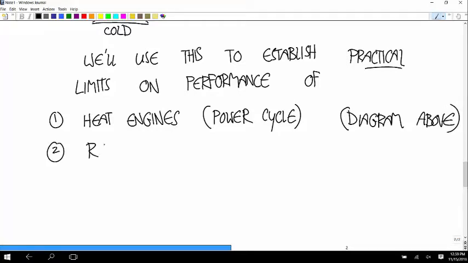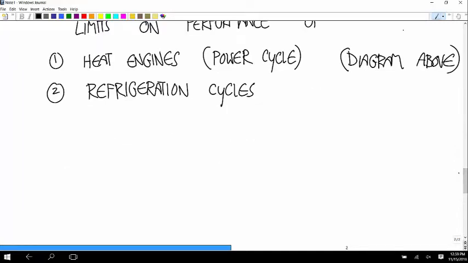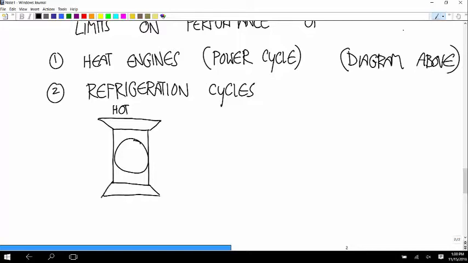Refrigeration cycles. A diagram of a refrigeration cycle looks like this. If this is the system, there are two reservoirs again. The top one is the hot reservoir. The bottom one is the cold reservoir.